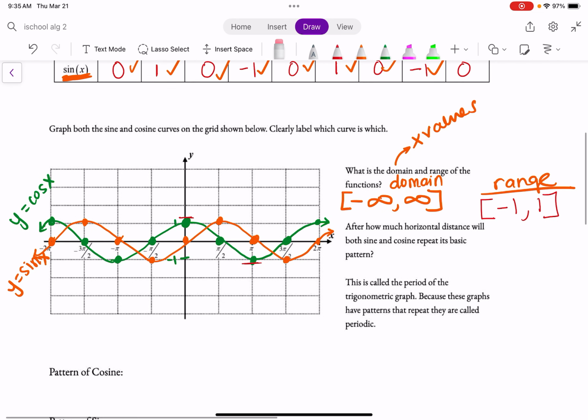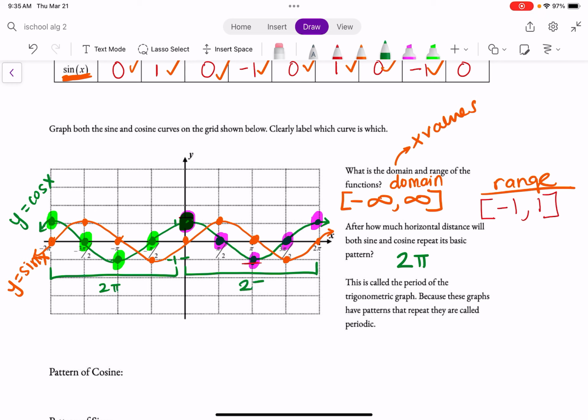And so this next part says, after how much horizontal distance will both sine and cosine repeat their pattern? So let's focus on the cosine. Here we start with the max, then we have a 0, and then we have a min, then we have a 0, and then we have a max. And then if you notice, it starts the pattern again. It's a max, a 0, a min, a 0, and a max. So if you notice, the distance of one pattern is 2 pi, okay? So the pattern repeats every 2 pi, right? So here was 2 pi, and here was 2 pi. And so this is why we call it a periodic function, because it cycles through. So every 2 pi, the pattern starts again.